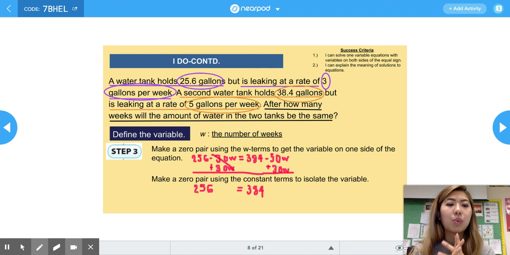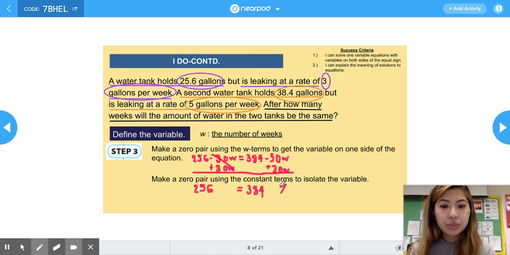So if it's not the same, then we're not actually going to do the operation that they're telling us to do, which is adding. We're going to do the opposite, which is subtracting. 50 minus 30 is 20. And I can't forget the w since that variable is detached. And then the negative 50 has a bigger absolute value because the absolute value of negative 50 is positive 50 and the absolute value of 30 is 30. So it's going to be negative 50 plus 30 is actually negative 20. So now we have 256 is equal to 384 minus 20w.